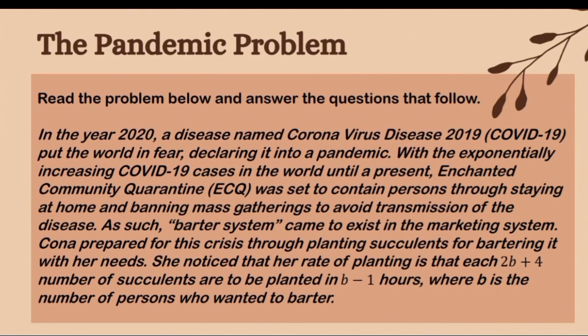Kuna prepared for the crisis through planting succulents for bartering with her needs. She noticed that her rate of planting is 2b plus 4 succulents to be planted in b minus 1 hours, where b is the number of persons who wanted to barter. So, we have the following questions.